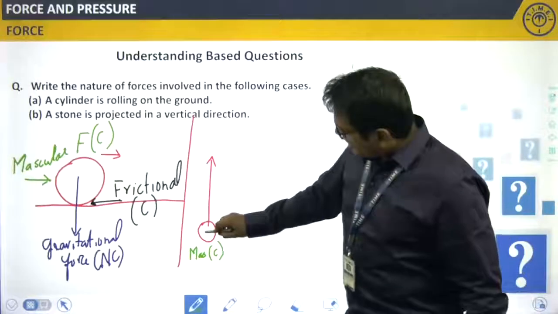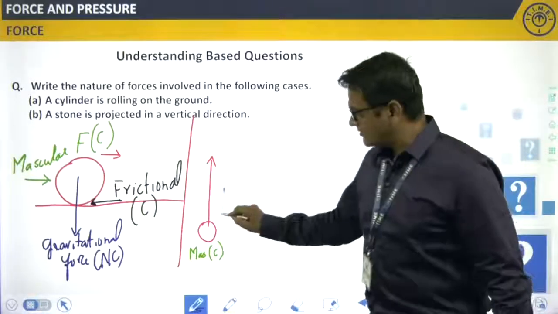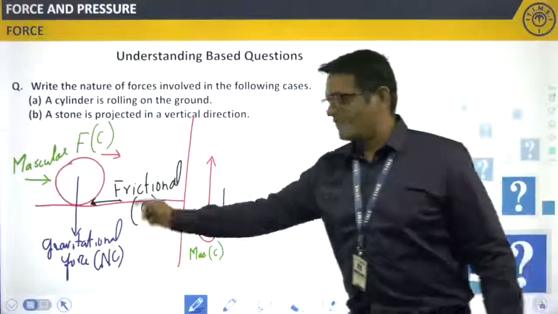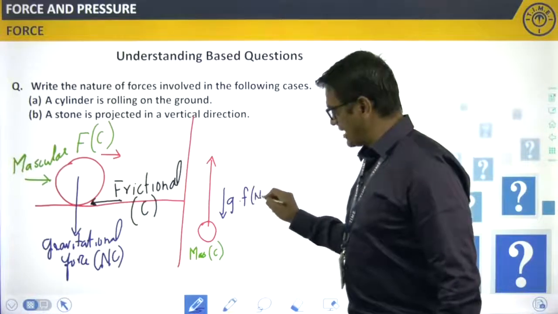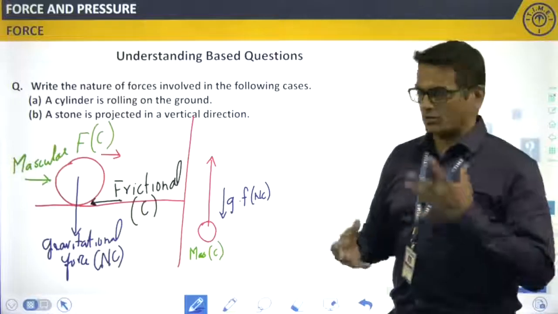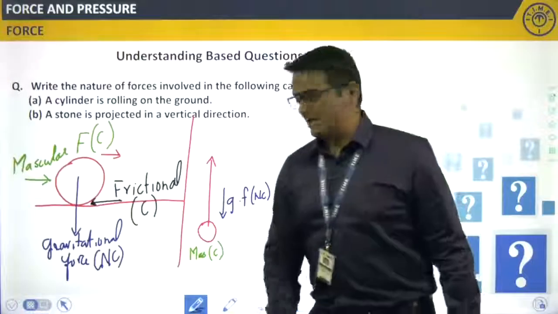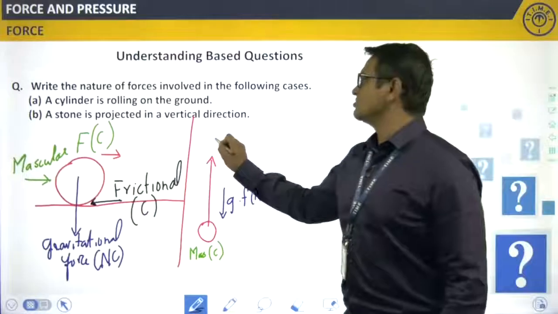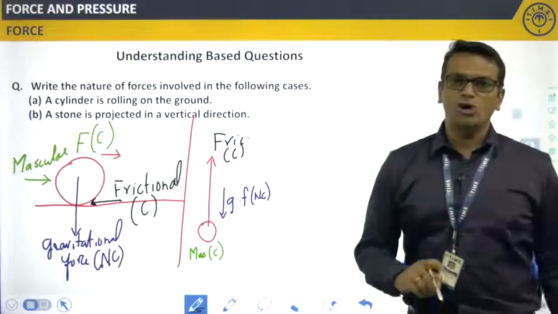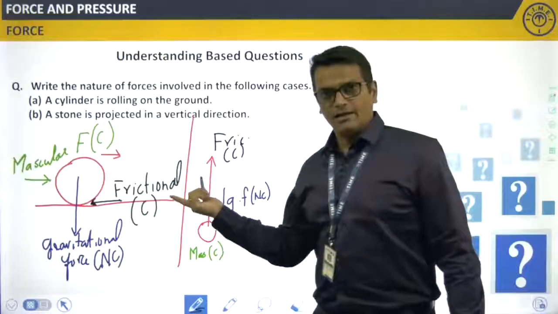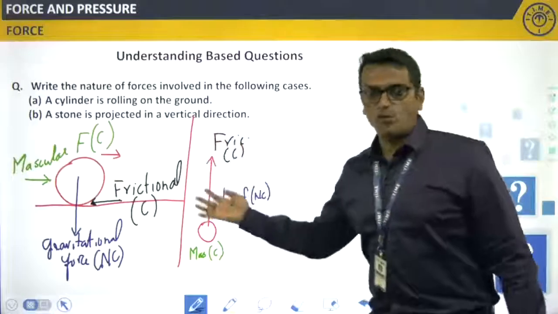Next, as it is going up, there will be one more force acting on it. Let me take the same color. Which is that force? That's the gravitational force. And gravitational force is a non-contact force. Clear? Earth doesn't require contact to pull it. If it is moving upward, there is one more force acting. I've selected a black color. So what will be that force? Frictional force. Right? And that will be a contact force. Who will provide that friction? The air. Right? Because as the stone is moving up, the air will provide the friction and oppose its motion.